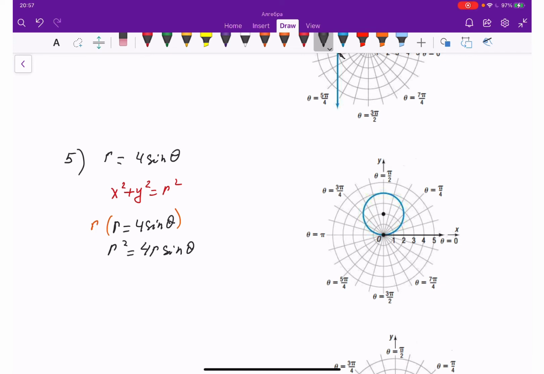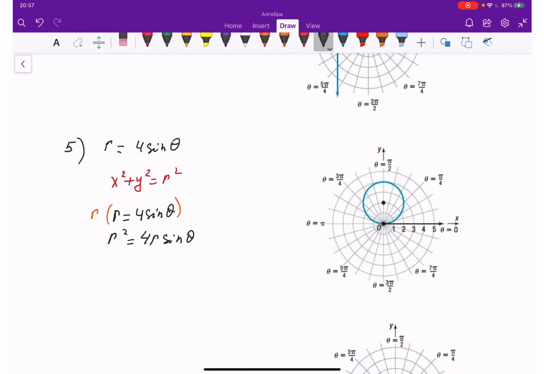Okay, so this is the formula for a circle, x squared plus y squared equals r squared, the formula for a circle in rectangular coordinates. And from polar coordinates, we already know that y equals r sine theta. So since we have 4r sine theta, this piece, r sine theta, we can replace with y, correct?